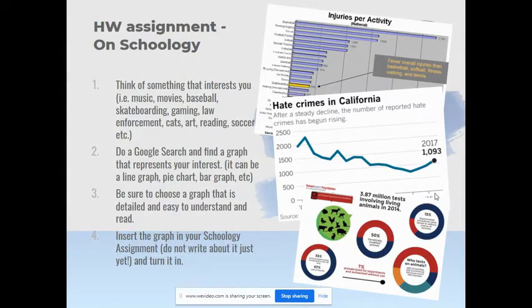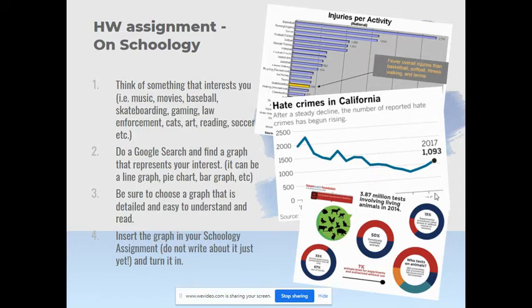Here's your assignment, and you're going to find this assignment in Schoology as a Schoology assignment. I'm going to change it just a little bit possibly from here. Let's take a look. Your homework assignment on Schoology. Think of something that interests you. Might be music, movies, baseball, skateboarding, gaming, law enforcement, cats, art, reading, soccer, anything that interests you. Do a Google search and find a graph that represents your interest. It can be a line graph, a pie chart, or a bar graph. It doesn't matter. Be sure to choose a graph that's detailed and easy to understand.